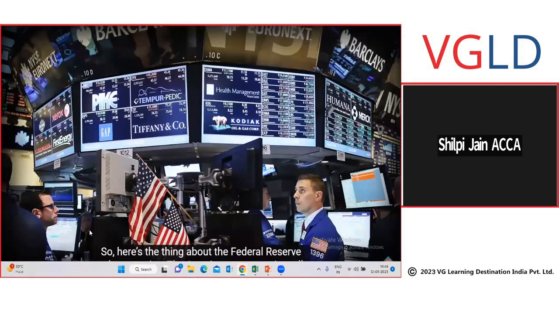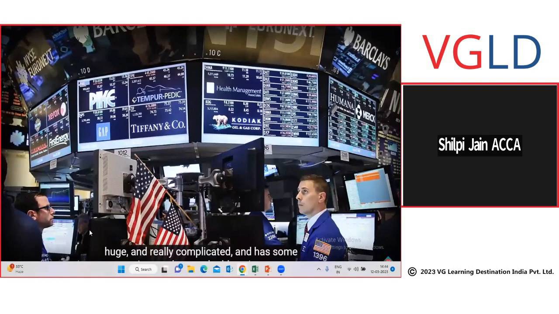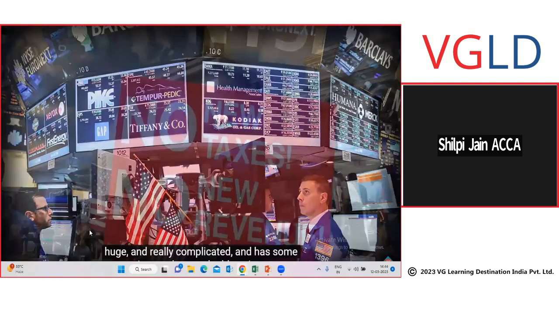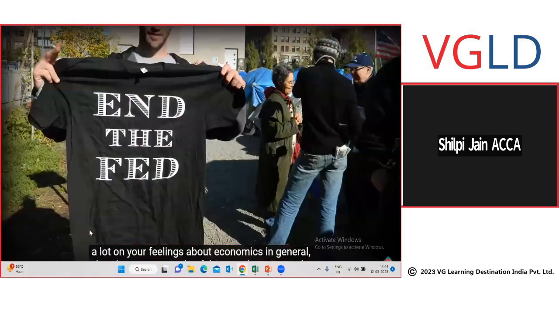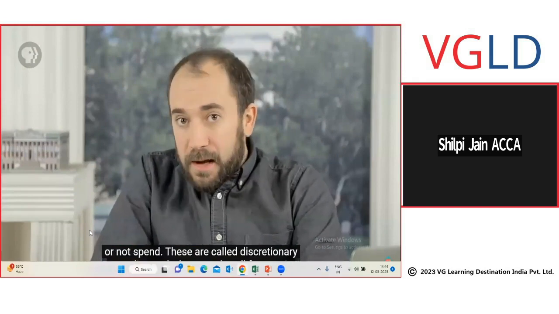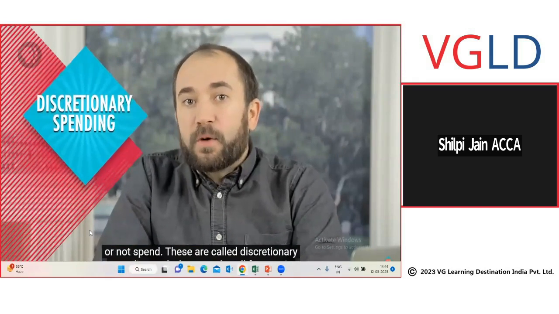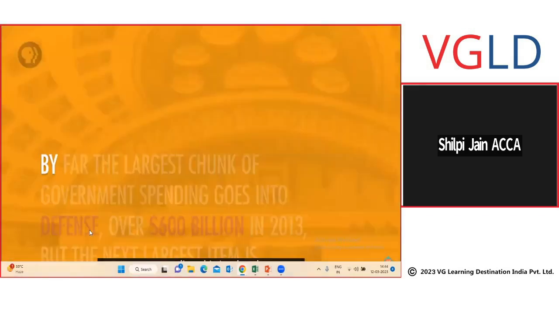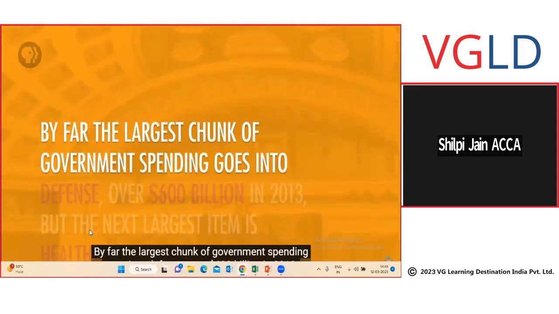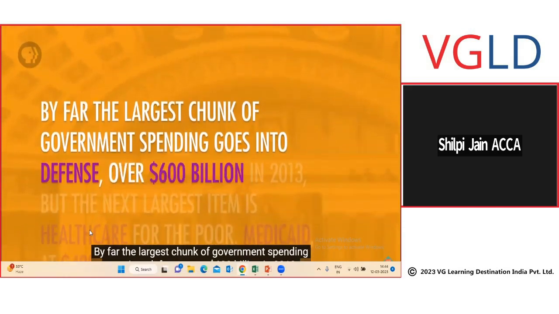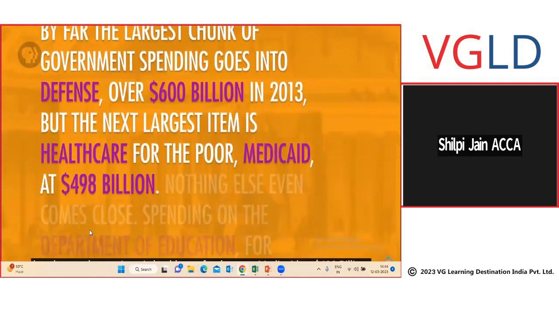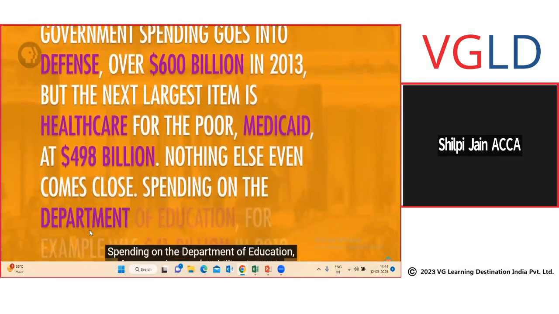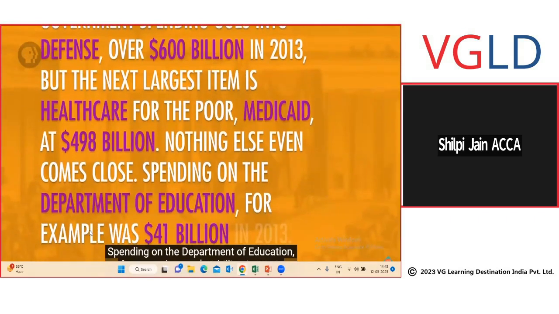So here's the thing about the Federal Reserve and economics. The American economy is really huge and really complicated, and it has some issues that need addressing. Whether you care a lot about budget deficits or don't think they're a big deal will depend a lot on your feelings about economics in general, but there are a couple things to keep in mind. First, there's only a limited range of programs on which the government can choose to spend or not spend. These are called discretionary spending, and when people call for cuts in government spending, this is what they mean. By far, the largest chunk of government spending goes into defense, over $600 billion in 2013. But the next largest item is healthcare for the poor, Medicaid, at $498 billion. Nothing else even comes close. Spending on the Department of Education, for example, was $41 billion in 2013.